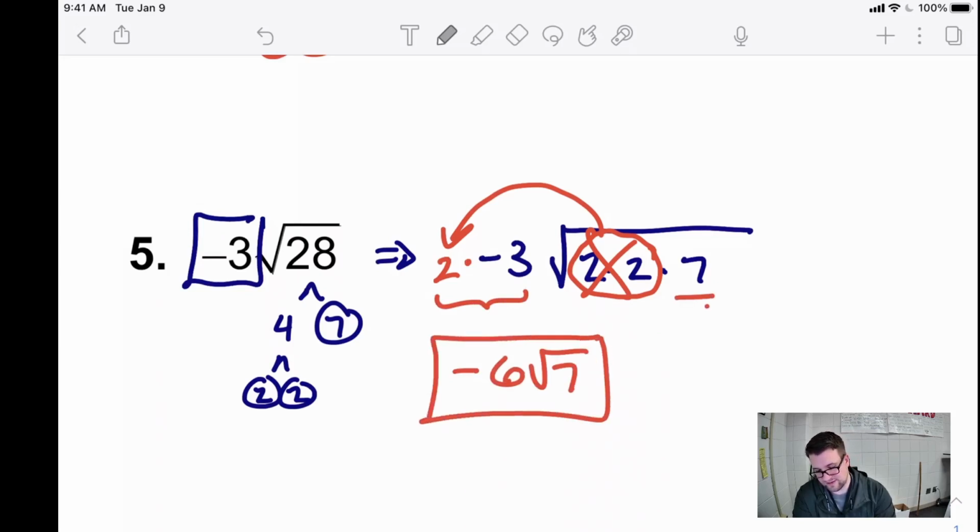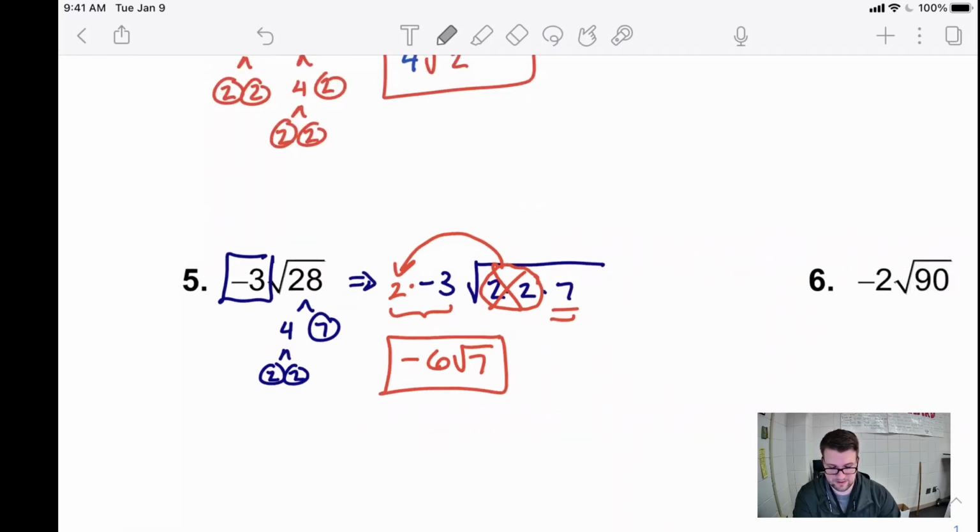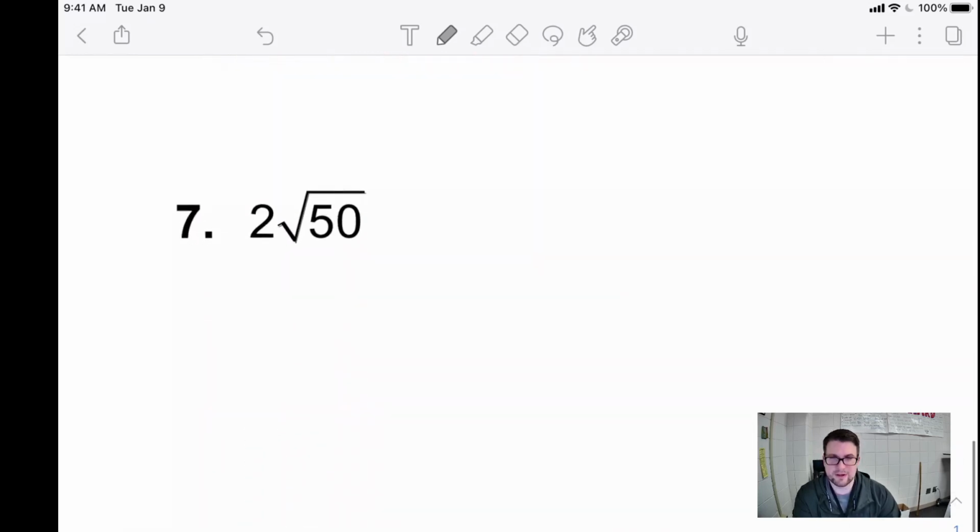And we'll still have a 7 that wasn't able to get paired up and pulled out, so he stays inside. Nice job. Let's look at another one. So here's problem number 7.